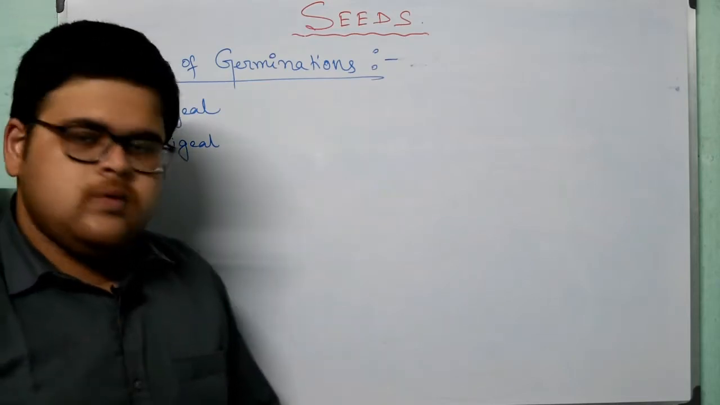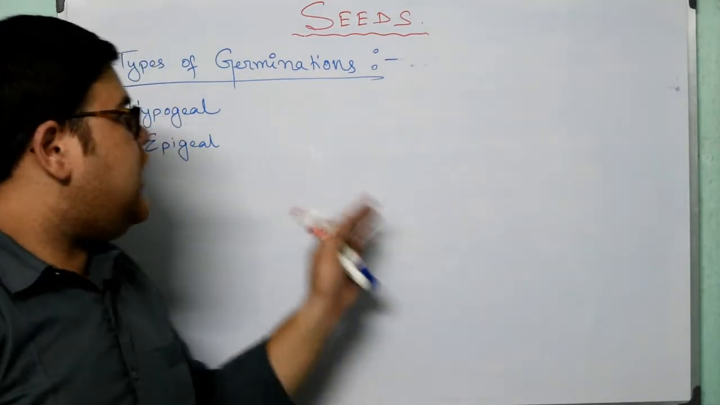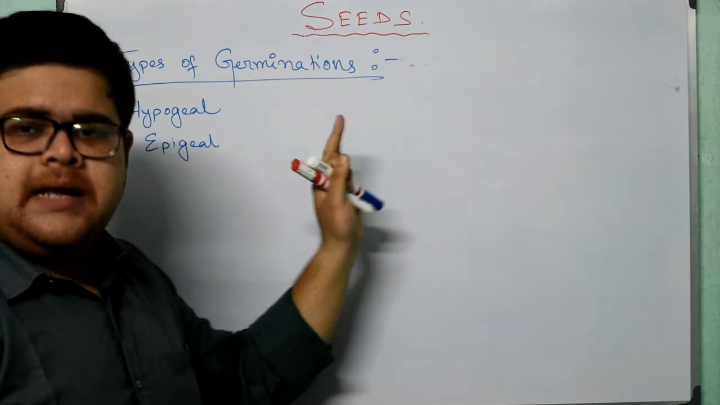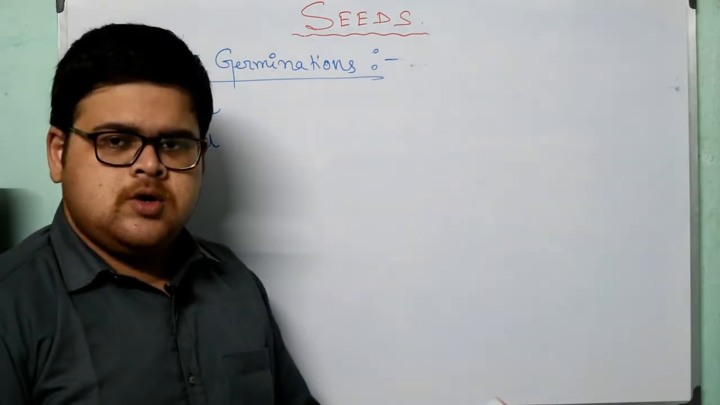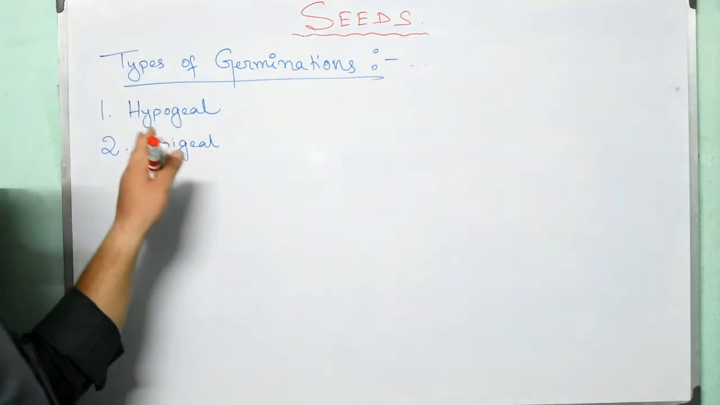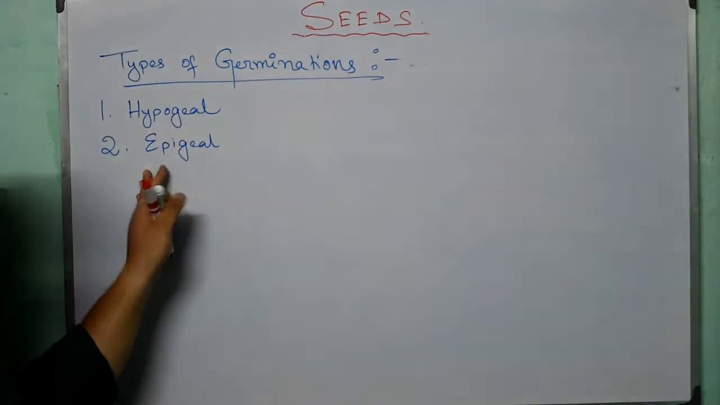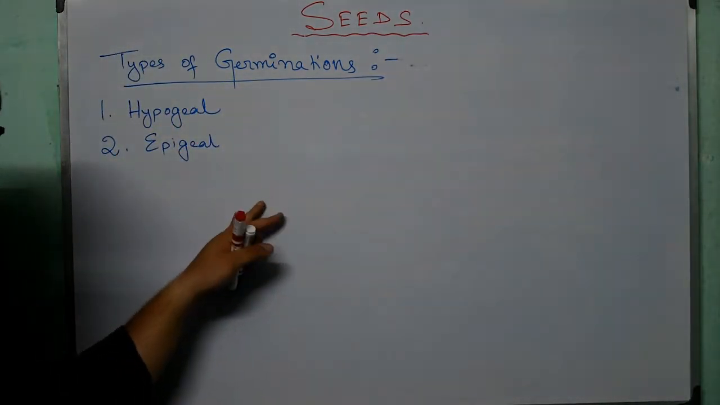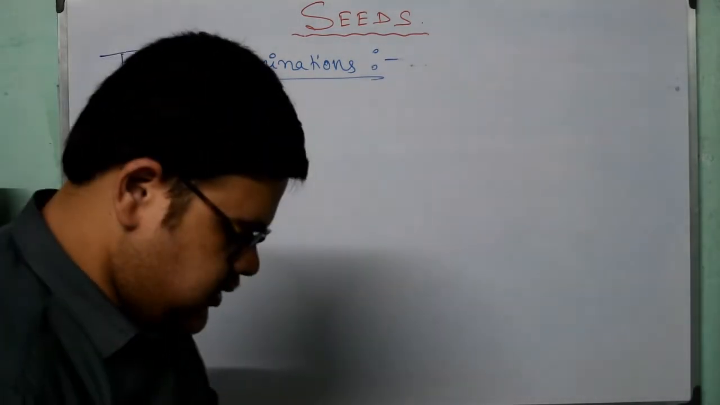So now moving forward, we have two types of germination. What are the types of germination? As I already have told, the types of germination are of two types: one is hypogeal germination, another one is epigeal germination. Now what are hypogeal germination and what are epigeal germination?